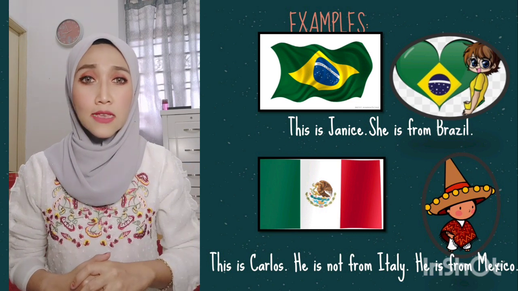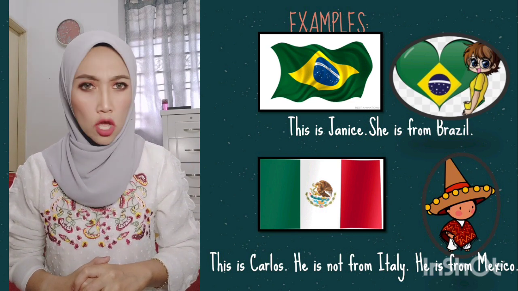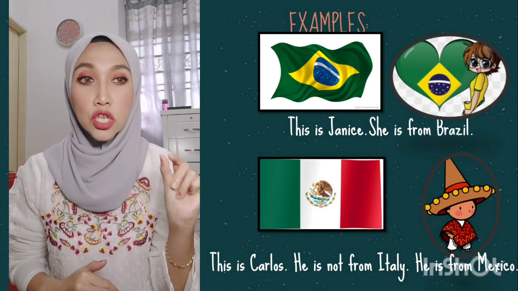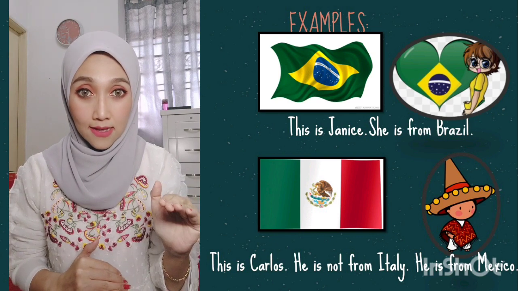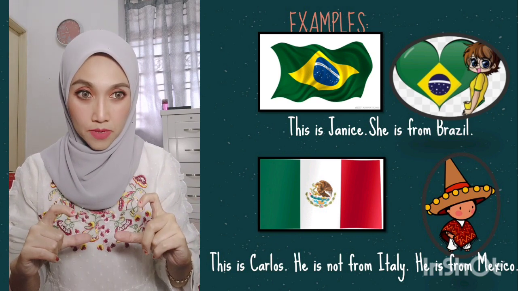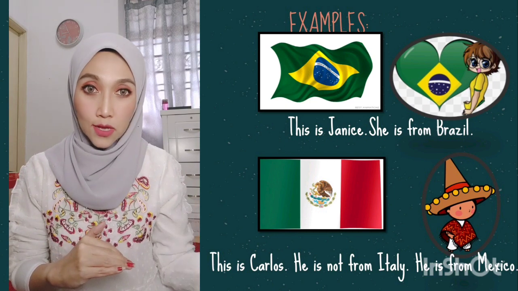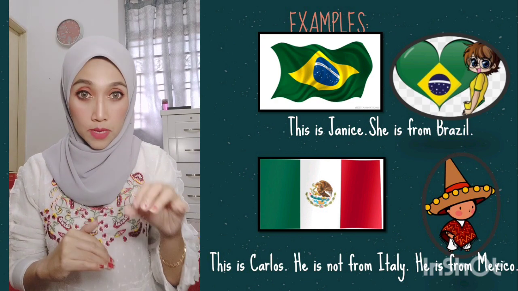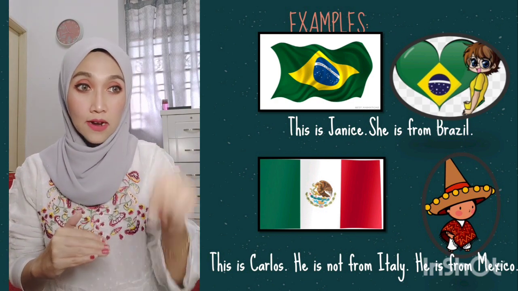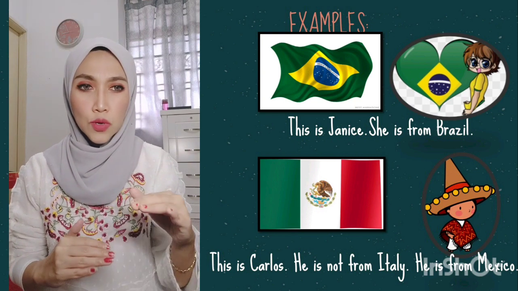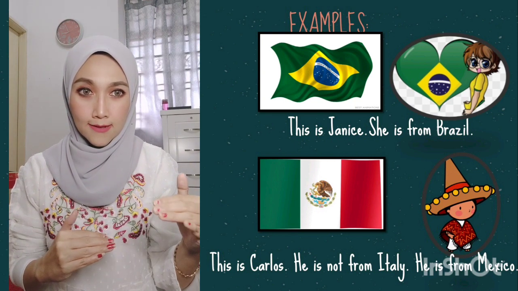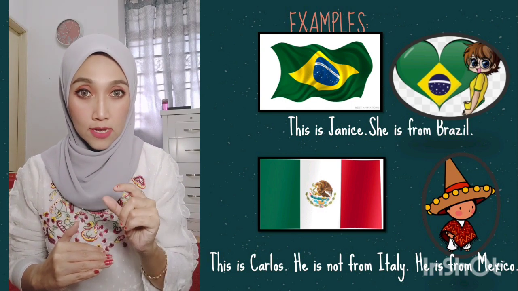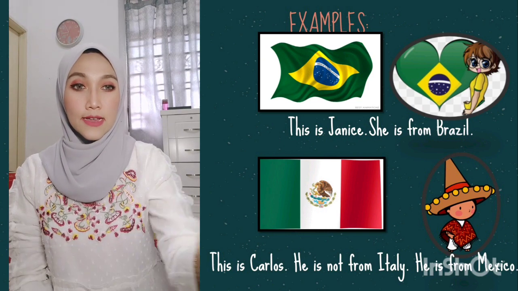Okay, next. This is Carlos. He is not from Italy. He is from Mexico. Okay, he is not from Italy, that is the verb to be in the negative form, not. And he is from Mexico is the affirmative form of the verb to be, to show that Carlos is from Mexico. Okay, so you see, here are the examples for singular subject pronouns. All right, next.